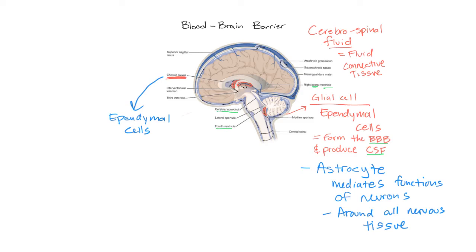How do the nutrients you get from your blood get in? Through the ependymal cells, through the choroid plexus. So it's like a filtration. Exactly, it's a filtration system, yes.